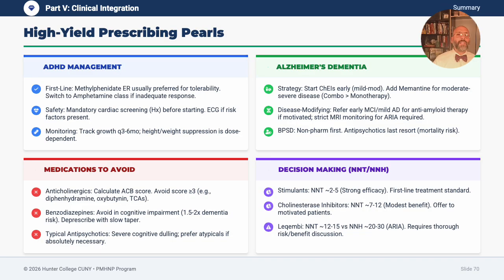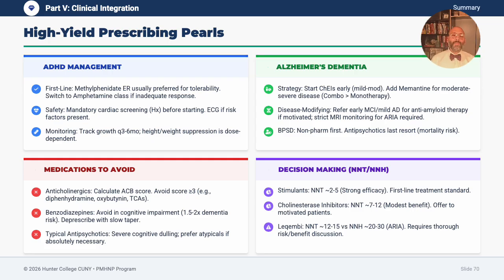Now, this final slide distills the entire lecture into some practical take-home points. So for ADHD, the management is you start with methylphenidate, extended release. For tolerability, you may switch to an amphetamine class only if the response is inadequate. Remember, cardiac history is mandatory before starting, with EKG if risk factors are present, and monitor height and weight every 3 to 6 months. Growth suppression is dose dependent.